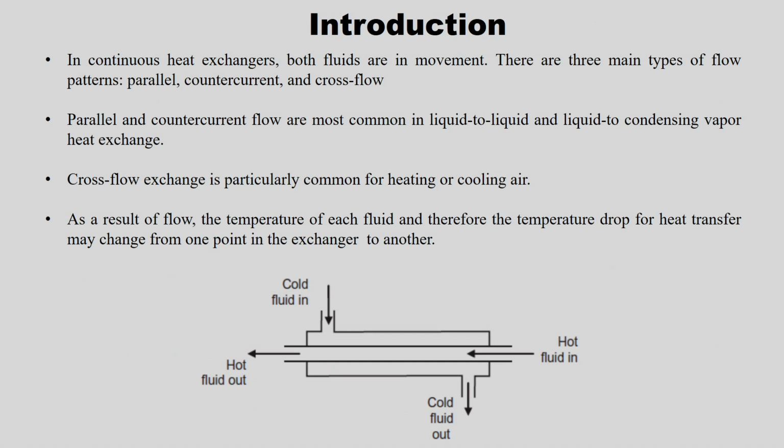Okay. So, the introduction: in continuous heat exchangers both the fluids are in movement. Mostly the heat exchangers we use are for continuous flow. There are three main types of flow patterns: parallel, counter current and cross flow. One example would be this one. This is a counter current.